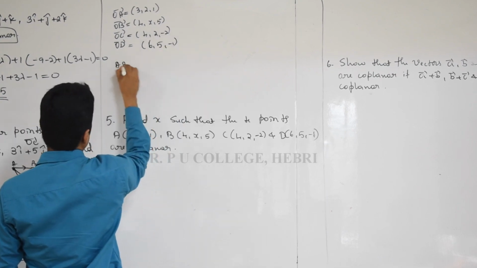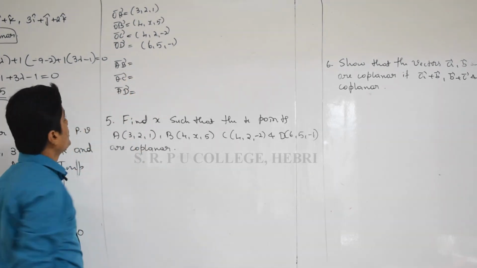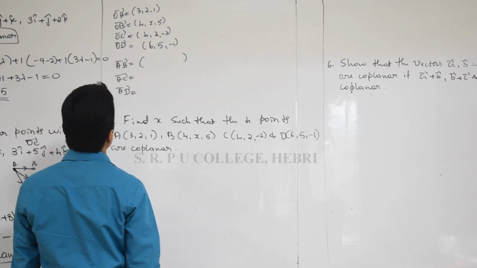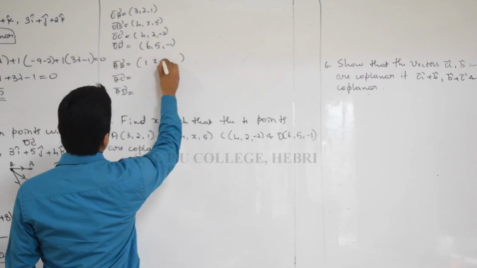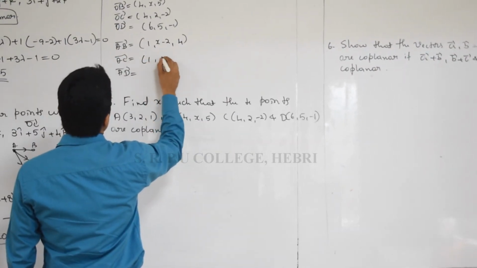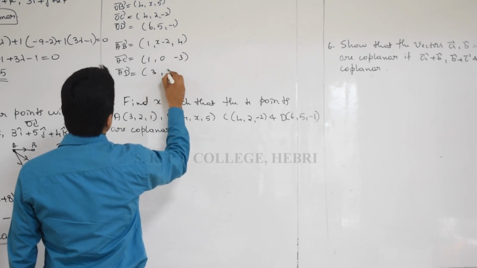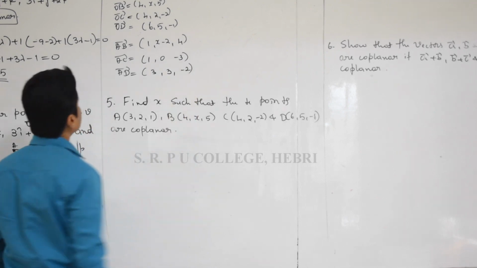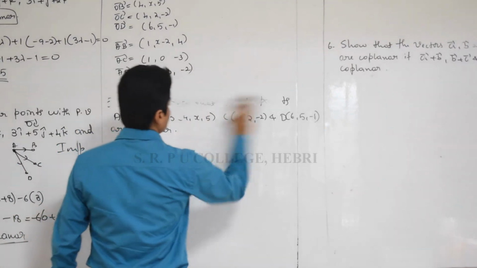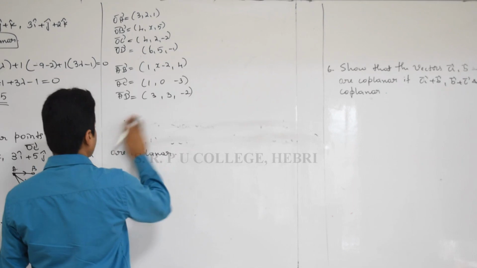So what do we have to find? Vector AB, vector AC, vector AD. What is vector AB? Again you can write it in points form. You can write it as an ordered triplet, nothing to worry. AB is 1, x minus 2, 4. AC is 1, 0, -3. AD is 3, 3, and -2. Now find its determinant and equate it with 0.